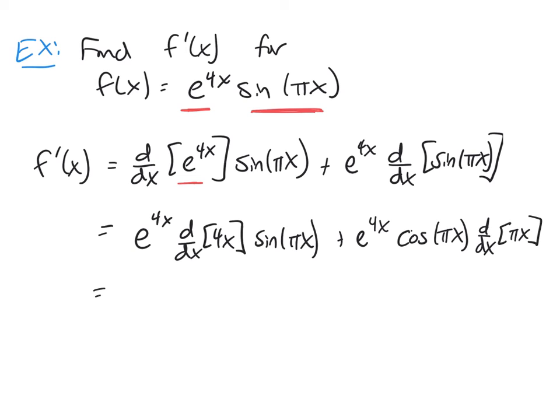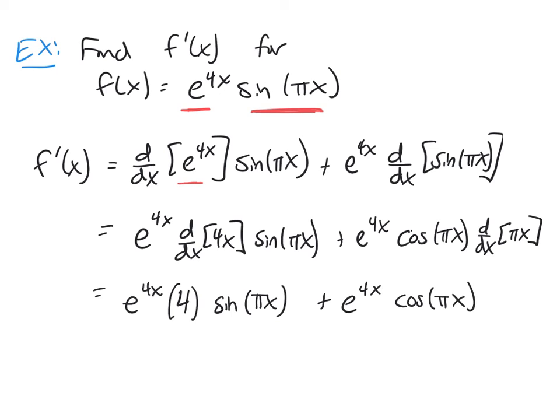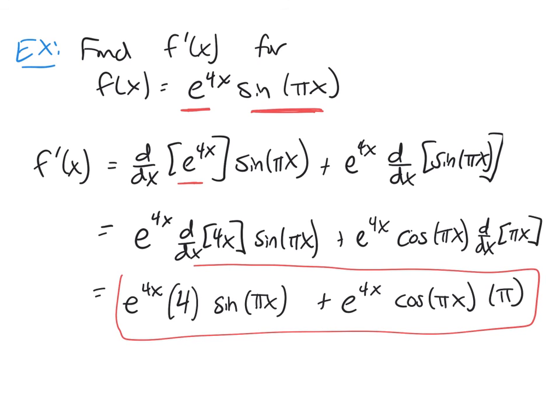So here we just have to take the derivative. You get 4 cosine pi x. The derivative of pi x is going to be pi. So there's my derivative.